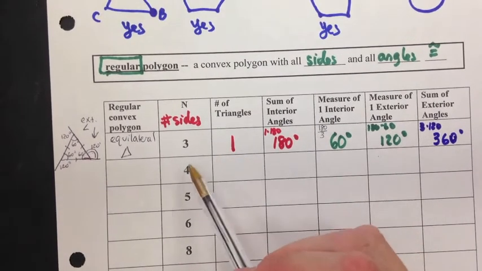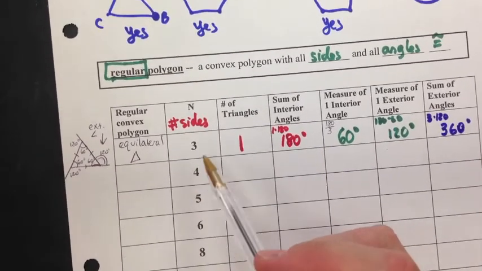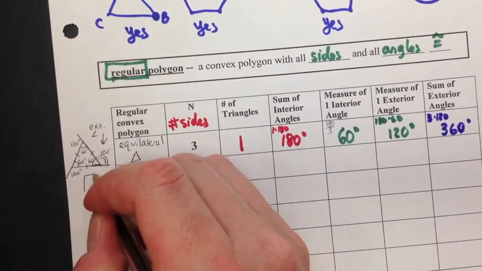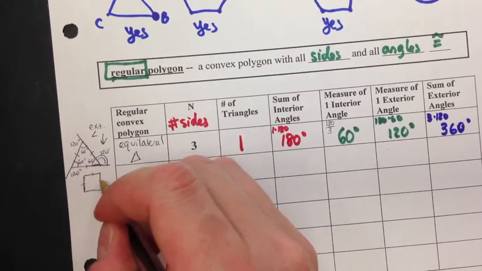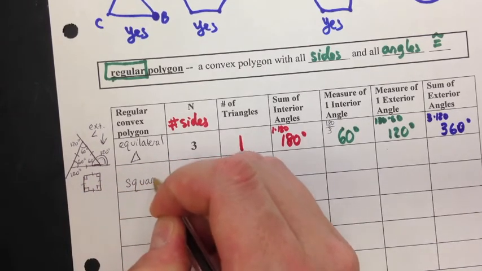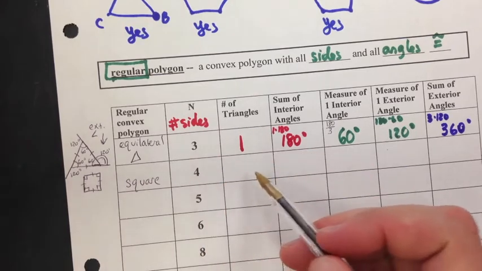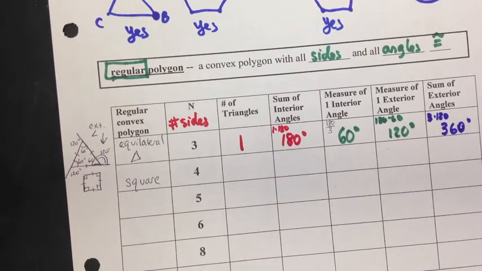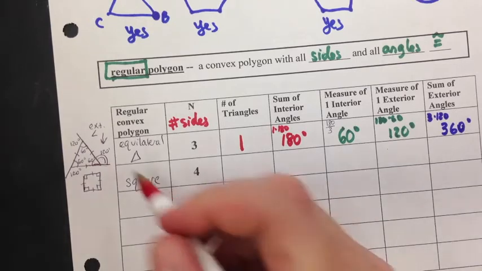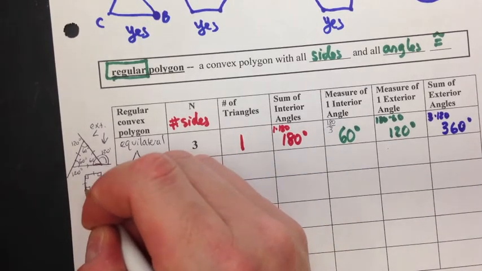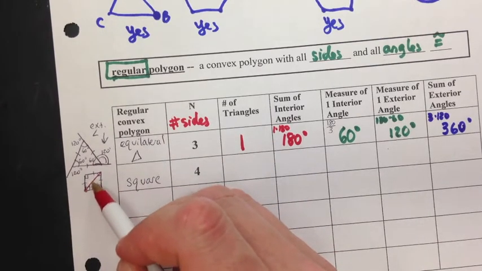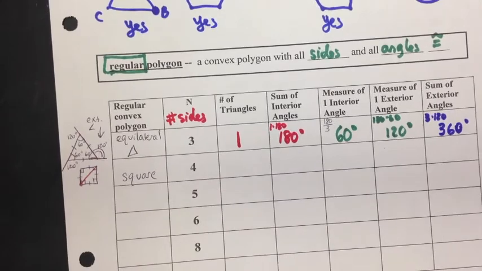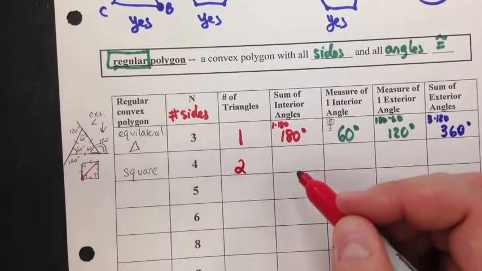let's move on to a 4-sided regular polygon. Now we have a name for that where all the sides are congruent, and what we call that is a square. Number of sides is 4. Number of triangles, here's what that means. If I take one vertex, one point, and I draw a diagonal, right there, I just split my square into 2 triangles. Okay, so I have 2 triangles.